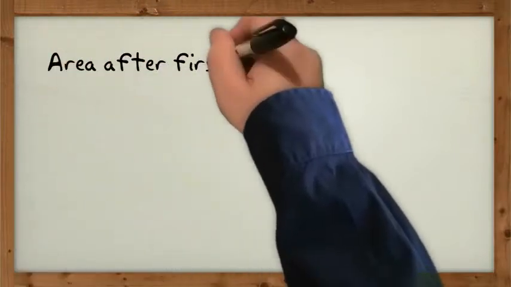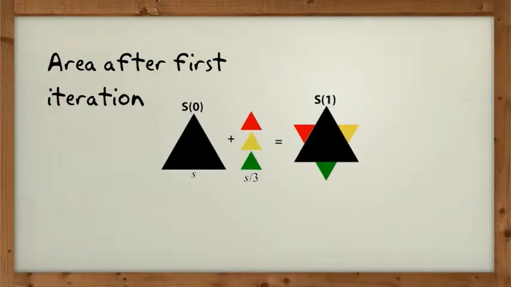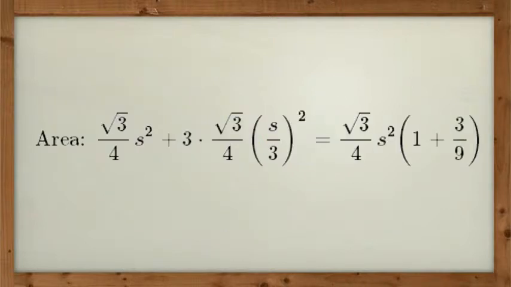For the first iteration, because 3 smaller equilateral triangles are being added, the equation for the total area becomes the following. We already know that the area of the initial triangle is root 3 times s squared over 4, where s is the initial length of one side. And we add 3 smaller triangles with side length 1/3 of the original. And simplifying the equation results in root 3 over 4 times s squared times parentheses 1 plus 3 over 9.